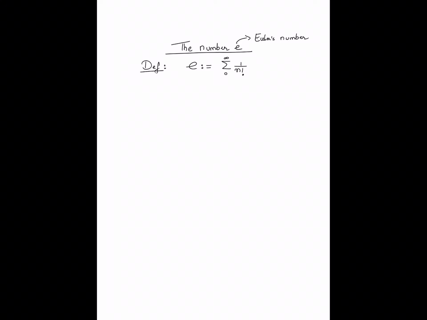Okay, so by definition, I say that e is the summation from 0 to infinity of 1 by n factorial. Just remember in this case that the summation index starts from 0 rather than 1. That doesn't really change anything so far as our notions of convergence of a series is concerned.